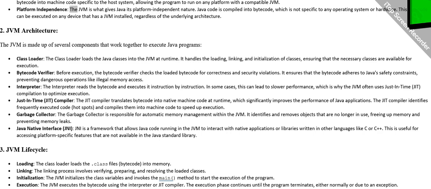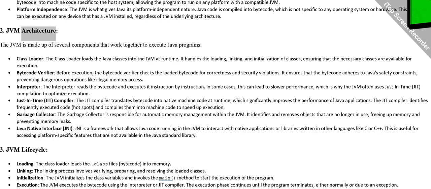Platform independence. The JVM is what gives Java its platform-independent nature. Java code is compiled into bytecode, which is not specific to any operating system or hardware. This bytecode can be executed on any device that has a JVM installed, regardless of the underlying architecture.